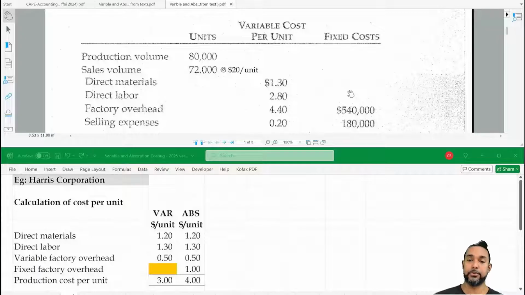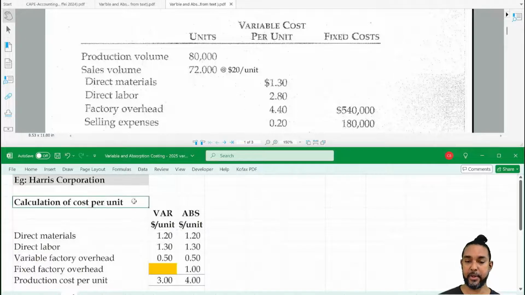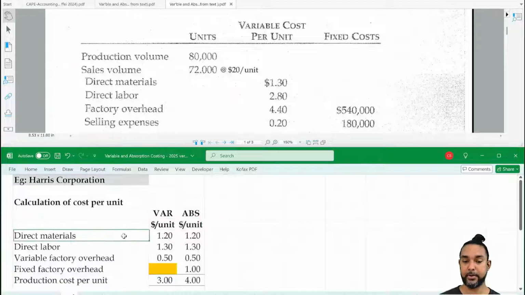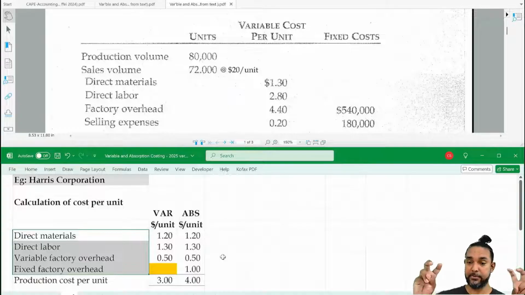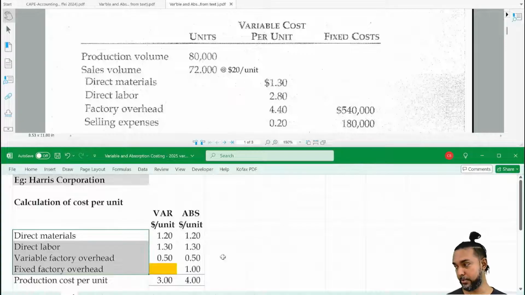So what I basically want you to do is exactly what I have here. You're going to head up Milsap Corporation, calculation of cost per unit, one column for variable, one column for absorption. You're going to do the dollars per unit, and put it in the same order: direct materials, direct labor, variable factory overhead, and fixed factory overhead. Now, if you have done this in school already and you have your own format that you prefer, then by all means do what you know how to do, provided you can use it well.